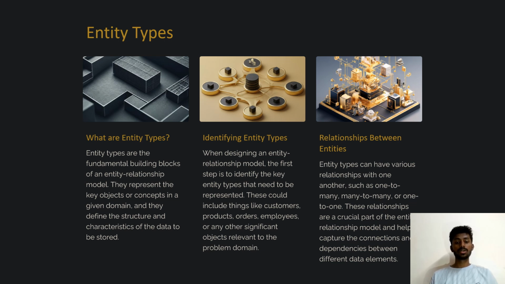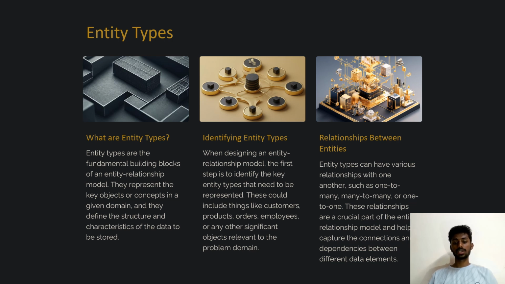Identifying the entity types. When designing an entity relationship model, the very first step that has to be taken is to identify the key entity types that need to be represented. These could include things like customers, products, orders, employees, and any other significant objects relevant to the problem domain.